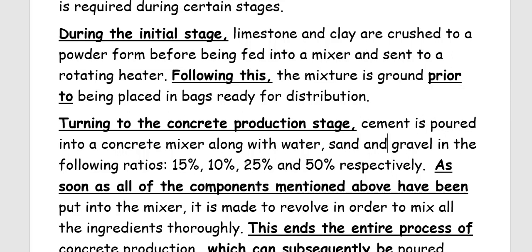Okay, and use this phrase in the following ratios. In this case, ratios basically means proportions. Okay, and then we have several ingredients here. So water would be 15%, sand would be 10%, and gravel would be 25%. Okay. Sorry. Concrete would be 15%. And then water 10%, sand 25%, and gravel 50%. And that's why we need to use the word respectively here.